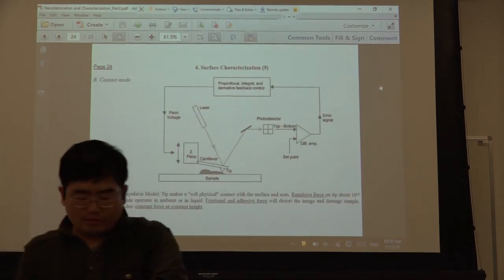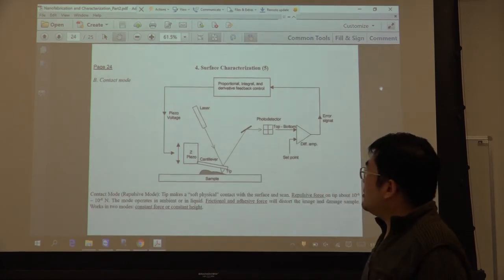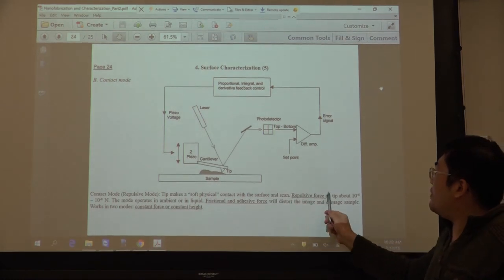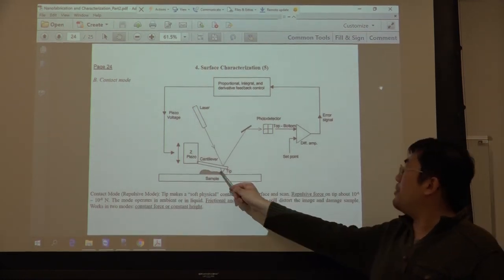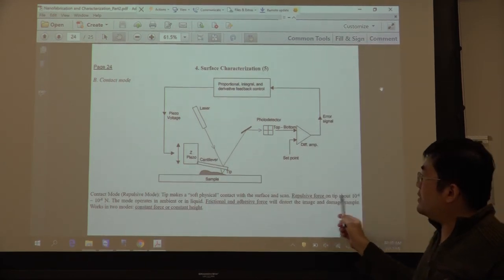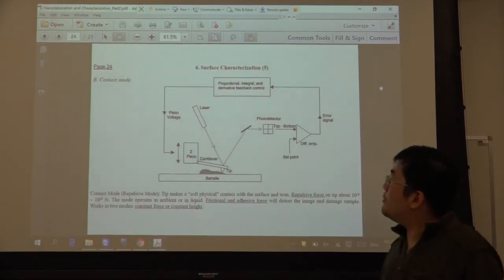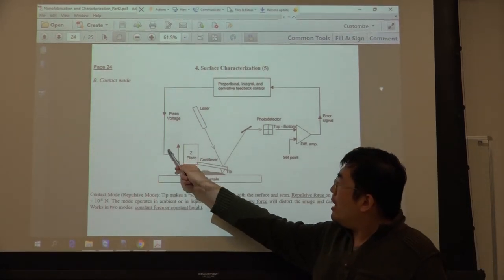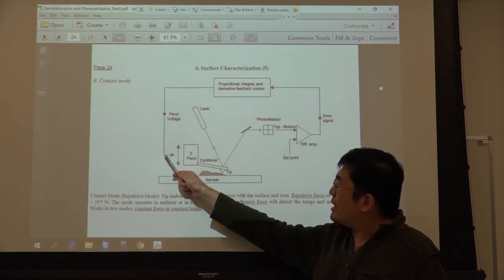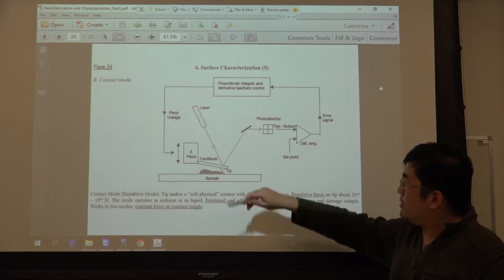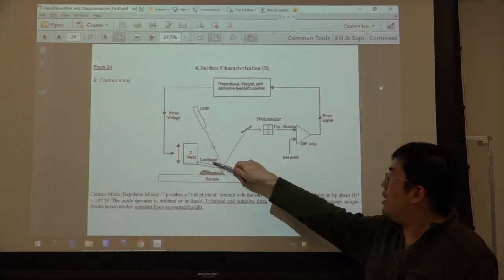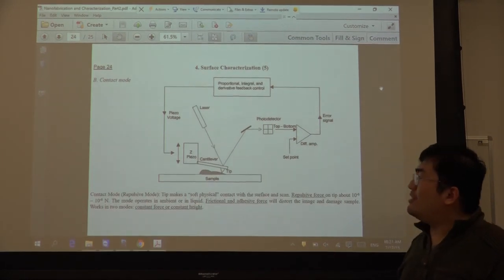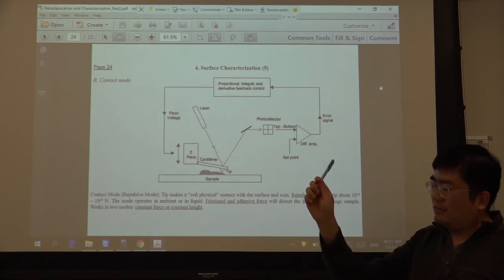Another is called the contact mode. Contact mode is just touching the sample. They have a repulsive force because the sample and tip are very near each other. It's about 10 to the minus 6 to 10 to the minus 8 Newton. This is a repulsive force. It is not necessary to add an oscillatory source, because the force is large enough to move the cantilever. This is called the contact mode. But contact mode is very dangerous. It's very easy to break your tips.